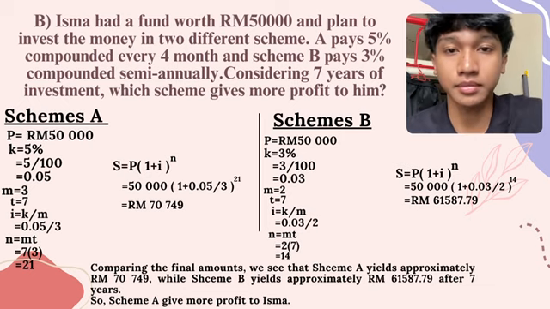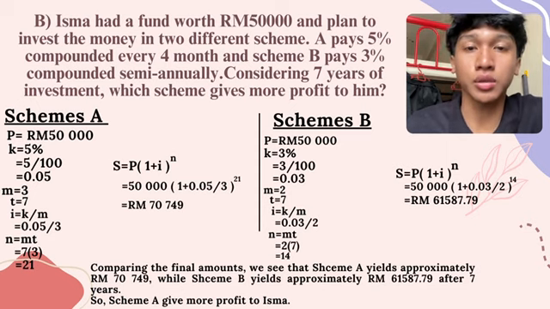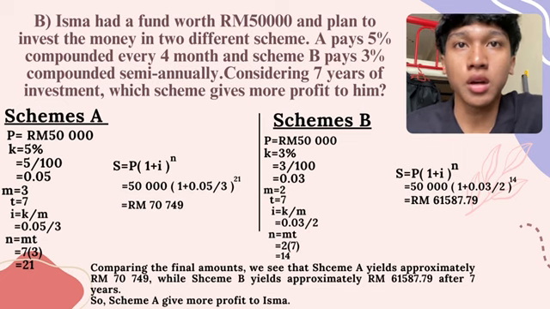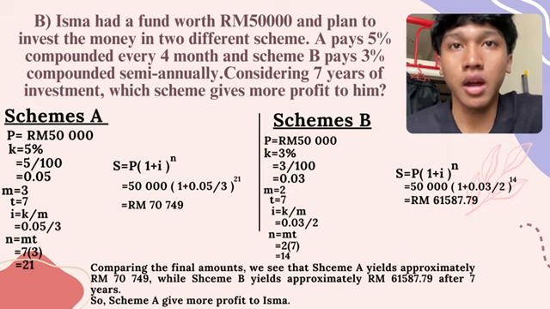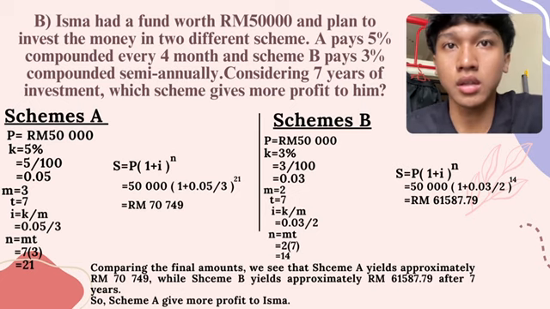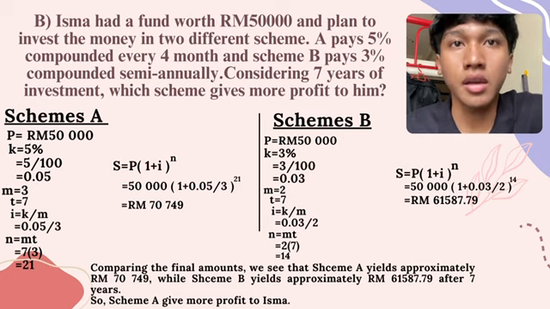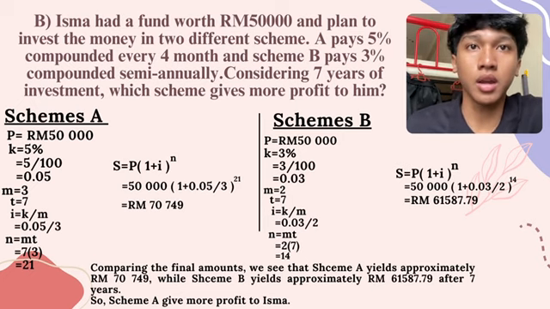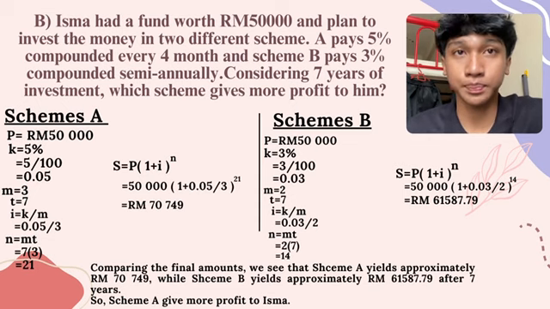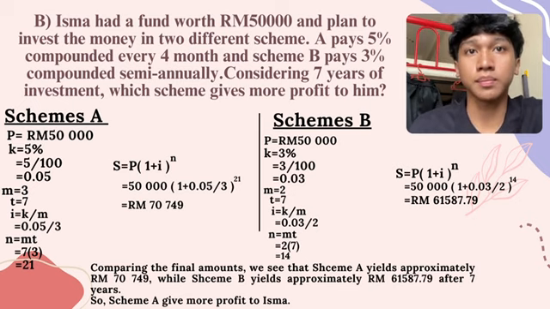70,749 ringgit. Scheme B. P is 50,000 ringgit, K is 3%, and we change it into decimal, and we get 0.03. M is 2, T is 7, and I equals 0.03 over 2. N equals MT, which is 2 times 7, and we get 14. S equals P times (1 plus I) to the power of N, 50,000 ringgit times (1 plus 0.03 over 2) to the power of 14.